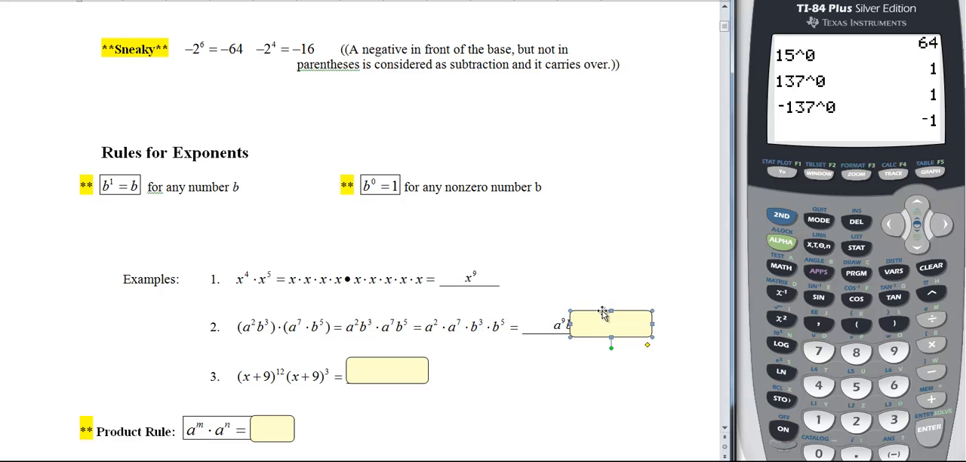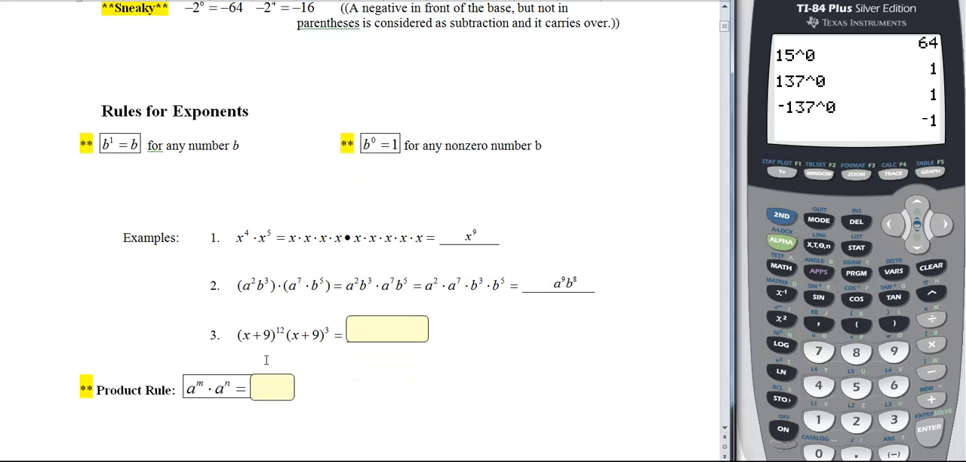Hopefully you said a to the 9th. B, well, it looks like I should have b to the 8th. And I do. Alright. Now this is a binomial. You cannot send this exponent in. Not when you have a binomial. But now this binomial being in parentheses, it's considered a base. So this base is raised to the 12th power times same base raised to the 3rd power.